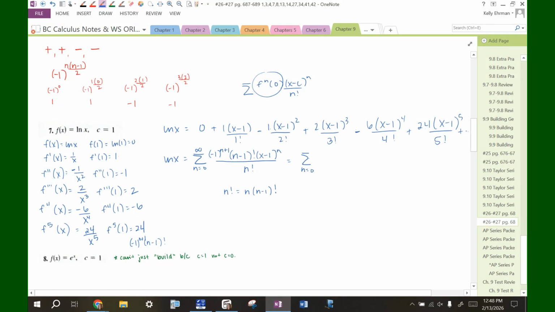Again, we don't have to, but we could reduce these, right? 6 over 24 reduces. 24 over 120 reduces. 2 over 6, 1 over 2, 1 over 1. So this does reduce. It could just be negative 1 to the n plus 1 times x minus 1 to the n. And this n plus 1 could cancel with this factorial, and you would just have an n left in the denominator. It's good to know about this, because if this is multiple choice, then I'd be able to find that answer. But if it's free response, you don't have to simplify.